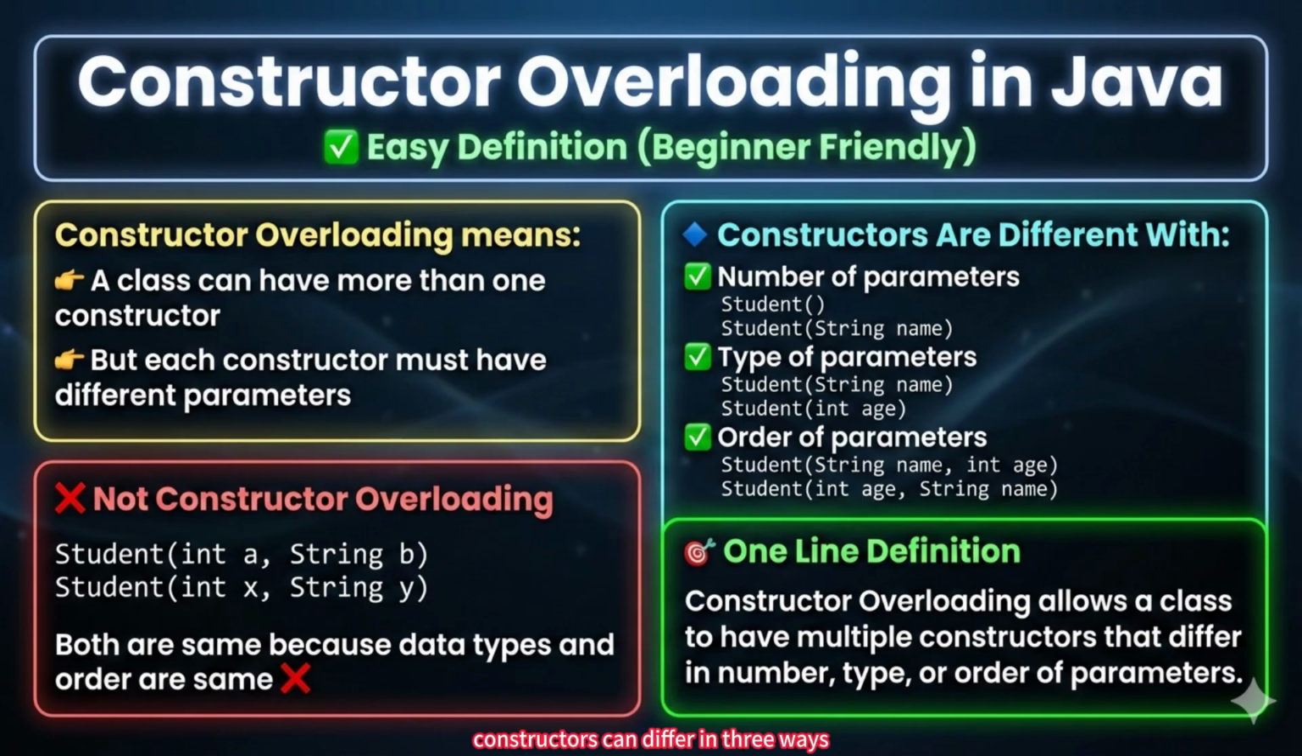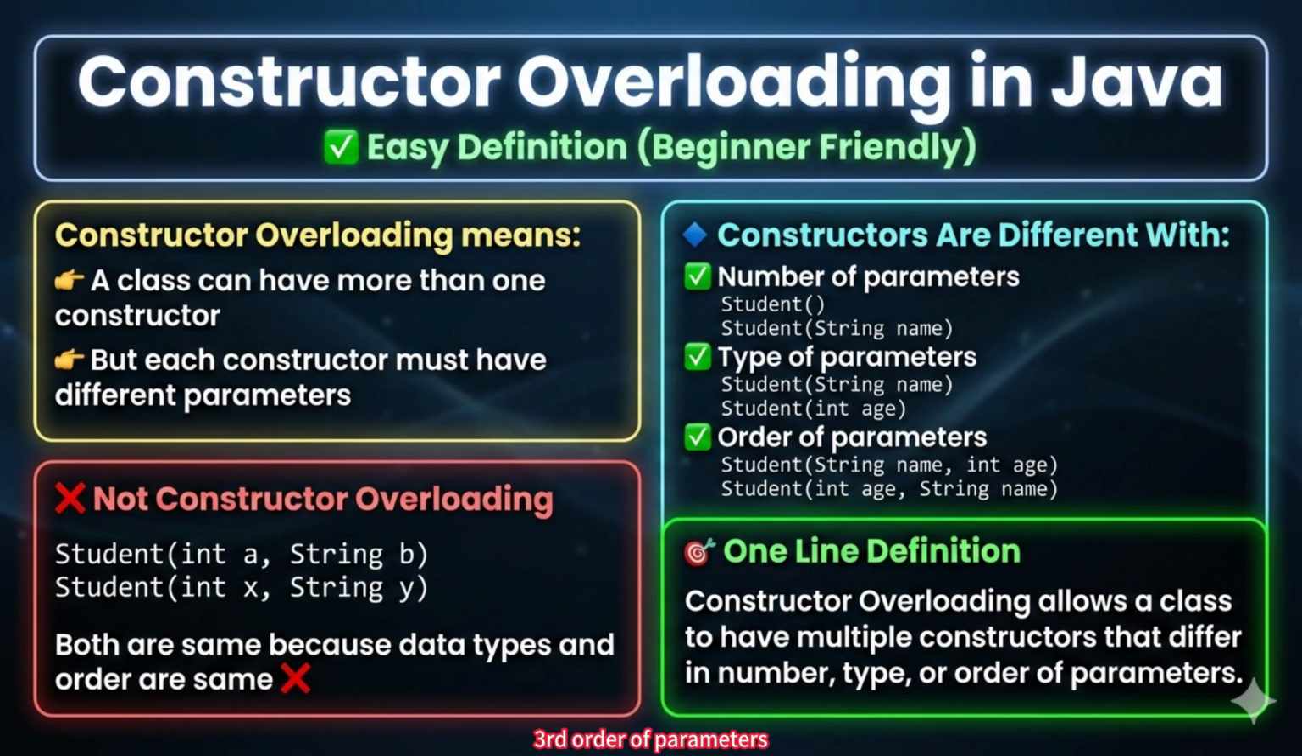Constructors can differ in three ways. First, number of parameters. For example, Student() and Student(String name). Here, the number of parameters is different. So this is valid constructor overloading. Second, type of parameters. Example, Student(String name) and Student(int age). Even though both constructors have one parameter, their data types are different. So this is also valid overloading.